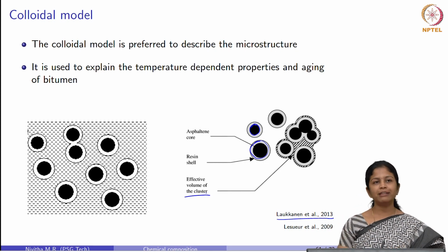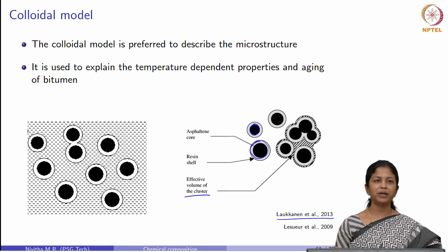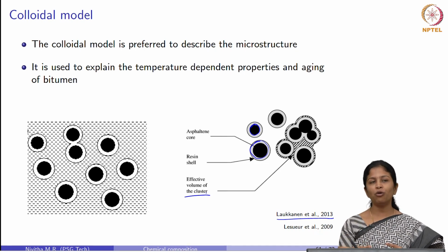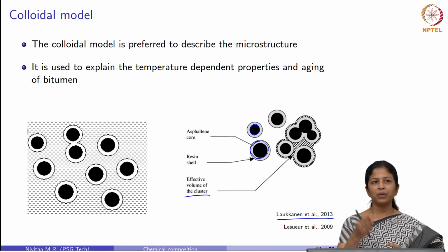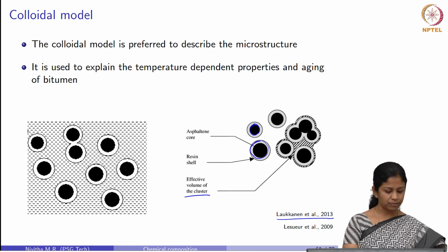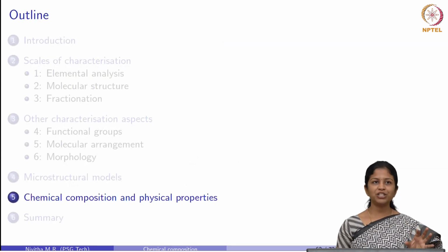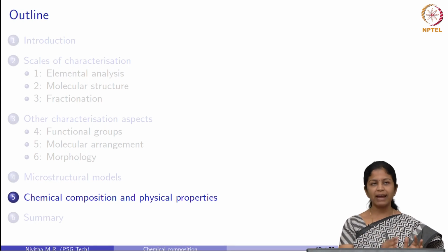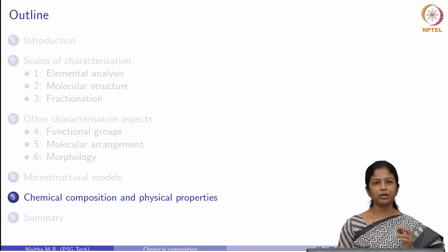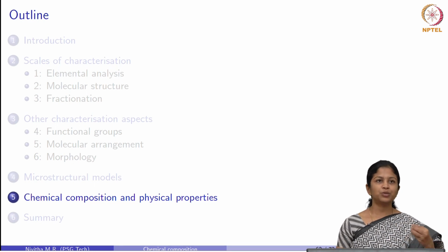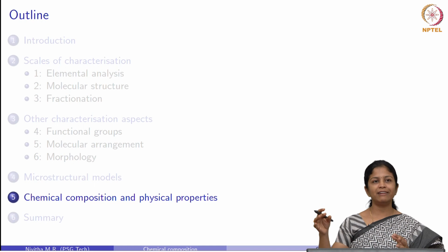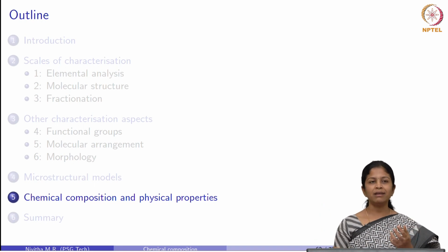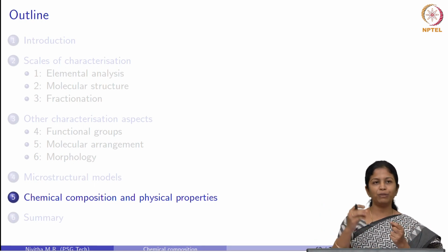It is used to explain the temperature dependent and aging properties of bitumen. So, we will discuss more in detail about these factors when we talk on aging of bitumen. Next, we move on to the relation between chemical composition and rheological properties of bitumen. Ultimately we understand that the chemical composition is what is influencing how a material behaves. So, we need to understand how the chemical composition influences each of the rheological properties of bitumen.